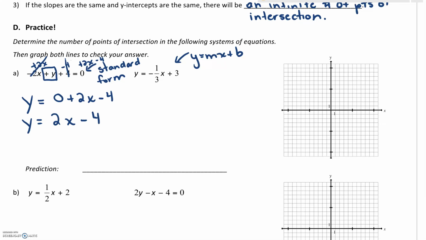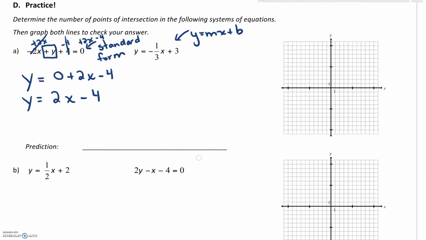You can predict this just by analyzing what's happening. First of all, the slopes are completely different, and your y-intercepts are completely different. So go ahead and make a prediction. Do you think there'll be 1, 0, or an infinite amount? So take a second to do that. And hopefully you'll have written it down by now. So I can't predict because I know how to do this. So we're just going to go ahead and graph both lines, and then we're going to check your prediction.